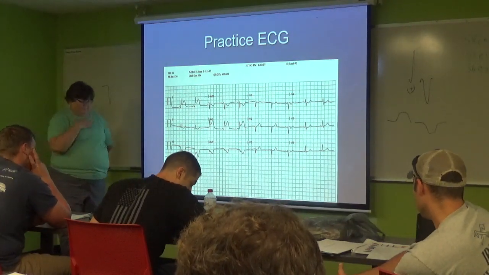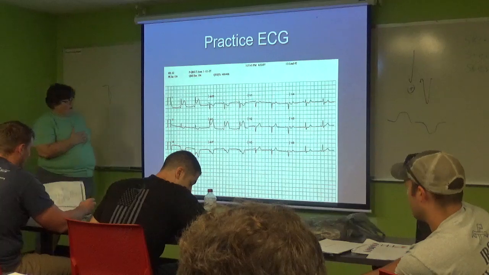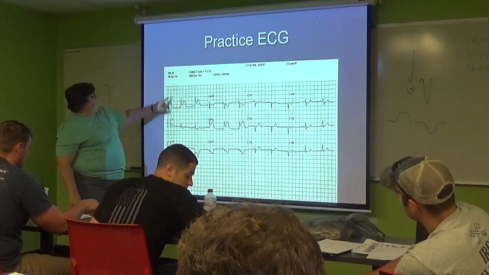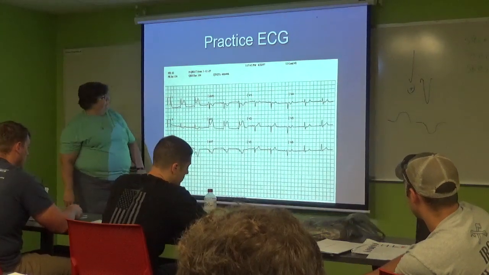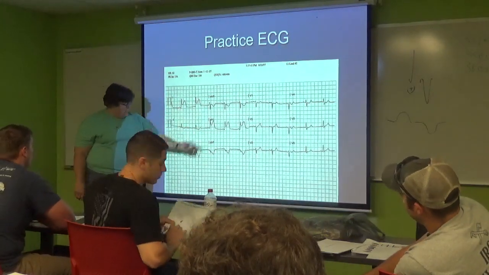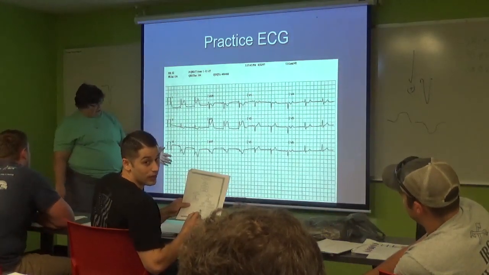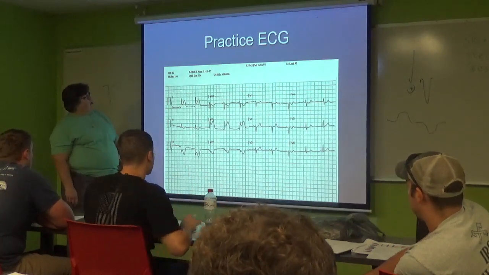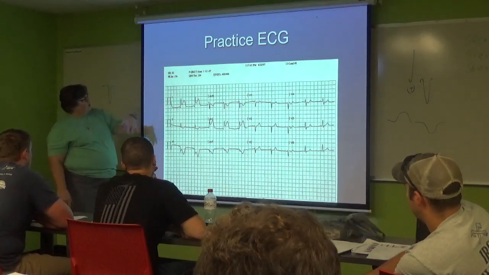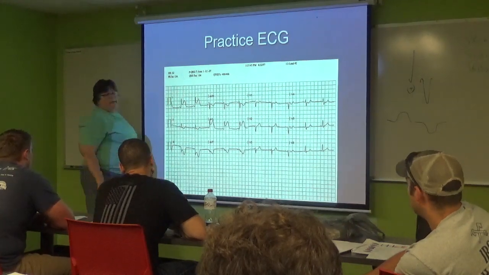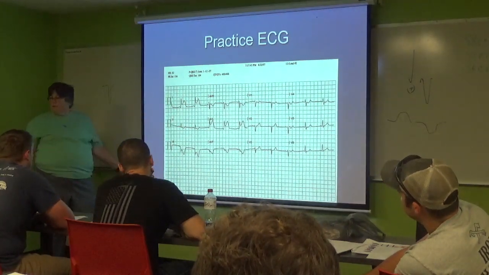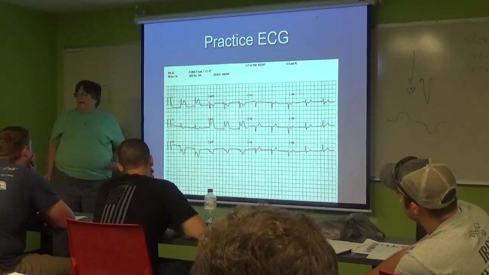When I take an EKG, I start with rate and rhythm. The rate is 62. I have P waves everywhere, so I have a sinus brady. I have an axis that is normal, I can see I have a physiological left, so I put normal. I look at my intervals. I got 406, I got 104, I got 13.13, so all my intervals are normal. I can then read my EKG.